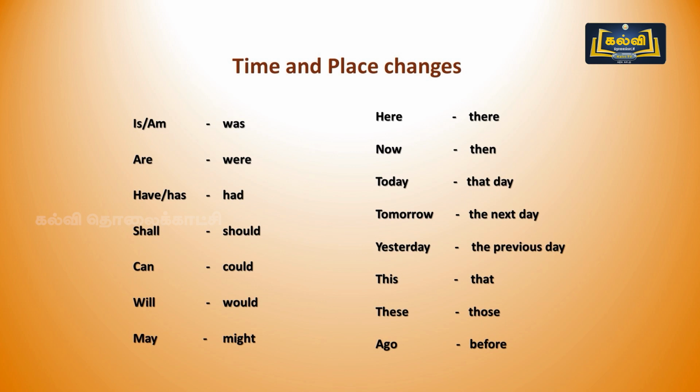Now we will see regarding time and place changes. Is, am, when you change, will become was. Are, auxiliary verb, will be changed as were. Have, has will be changed as had. Shall, should; can, could; will, would; may, might; here, there; now, then; today, that day; tomorrow, the next day; yesterday, the previous day. This will change as that, these as those, ago as before.